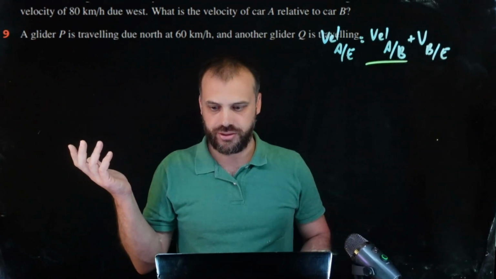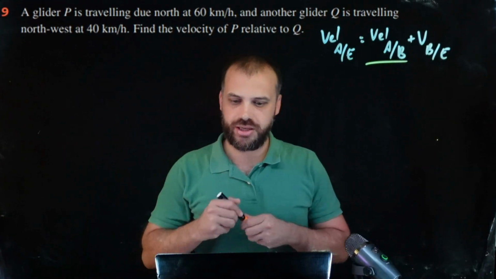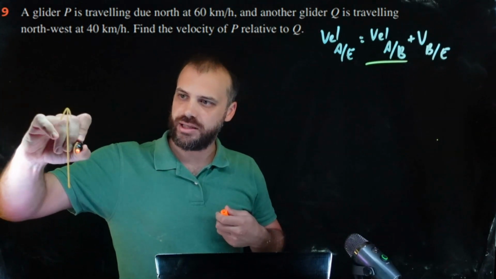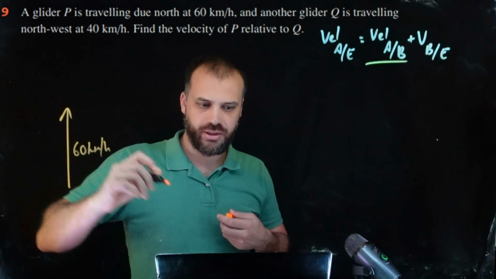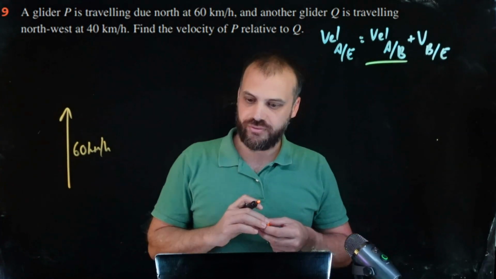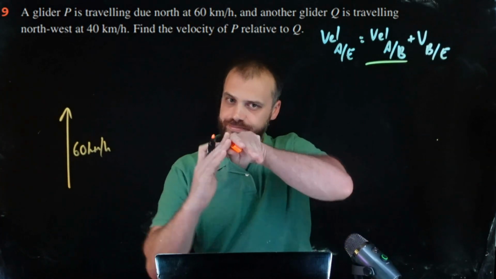Question 9. A glider P is traveling north at 60 kilometers per hour. Another glider Q is traveling northwest.